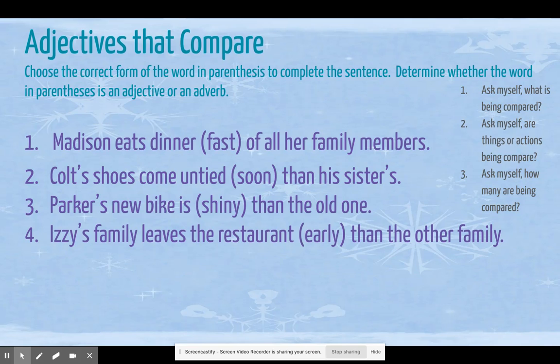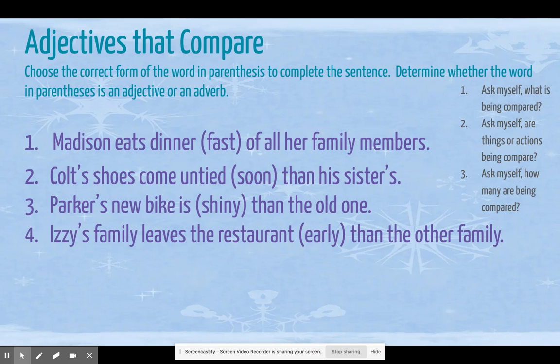Then we have to ask ourselves how many are being compared. Well, we're comparing Lizzie's family and all of the other families. So we're comparing more than 2. So we're going to say earliest. Lizzie's family leaves the restaurant earliest than the other family. And I actually completely messed that one up. So we're going to try this again.